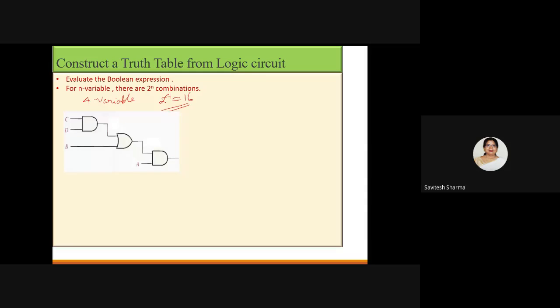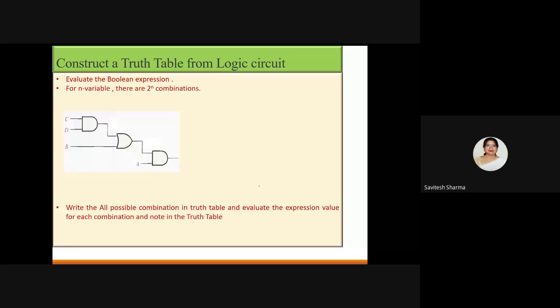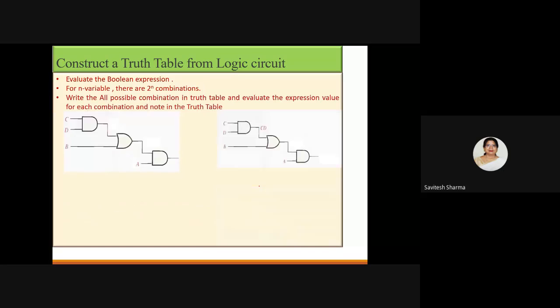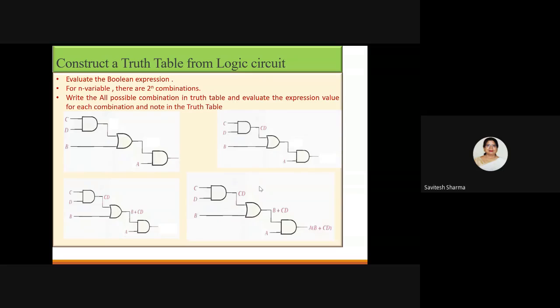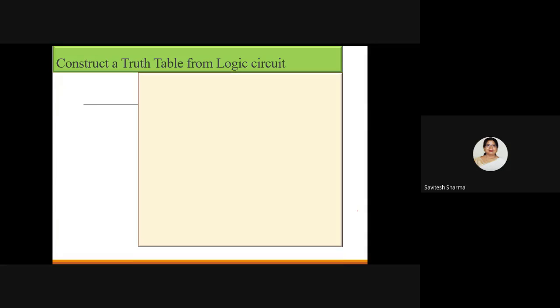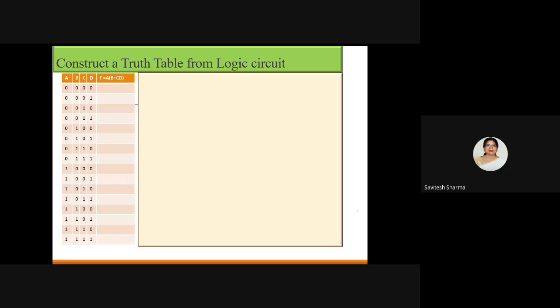So whatever I said, how to get the expression. See, this is the first step, second step, and then third step. So finally we arrive at the final Boolean expression. Once you get the Boolean expression, then you will write a truth table. The truth table, we calculated how many combinations are there for the 4 input variables. These are 16 combinations.